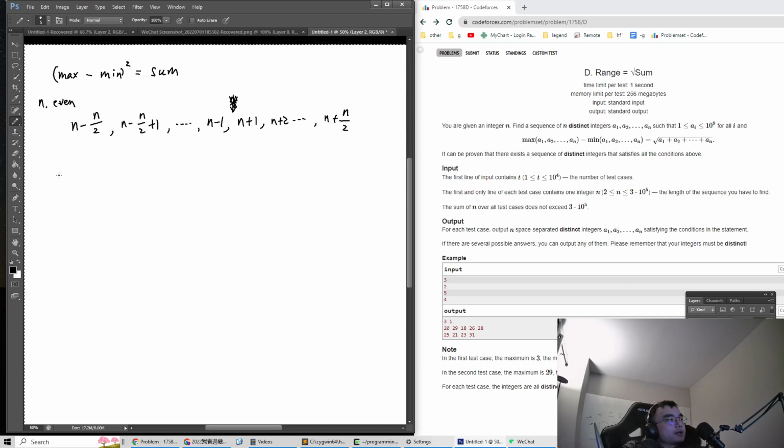So what we got here, let's see what's the left side of the equation for this array. The maximum number is this guy. The minimum number is this guy, right? And the difference is n. Cool. So the left side is n squared, right? And what about the right side?